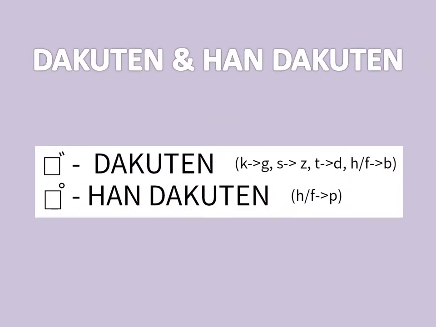Just like in hiragana, we also have the same dakuten and handakuten in katakana as well. So dakuten is the two slanting lines on top right of the katakana characters, which can convert the ka sound to the ga sound, sa sound to za sound, ta sound to the da sound, ha or fa sound to ba sound. And the handakuten, that is the small circle on top right of the katakana characters, which converts the ha or the fa line characters to pa sound.